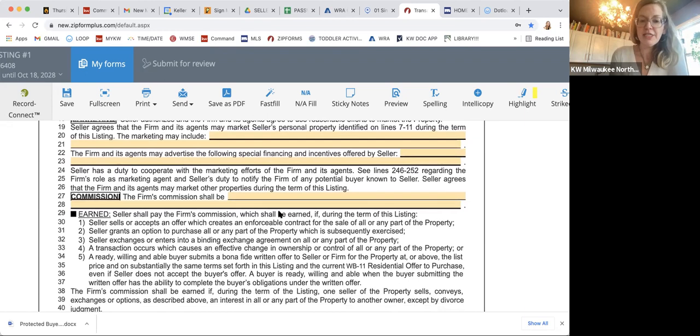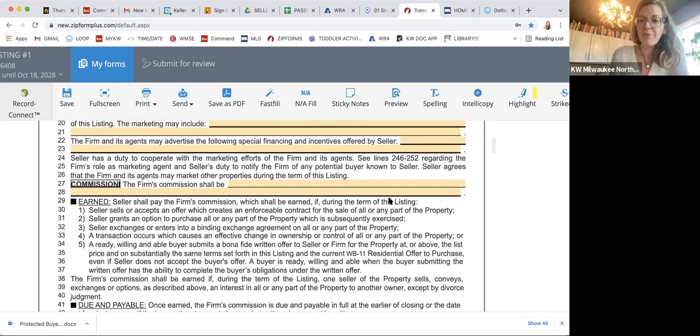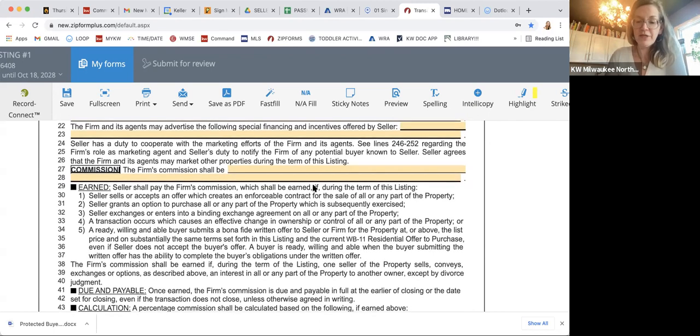Line 22, the firm and its agents may advertise the following special financing incentives offered by the seller. We don't see this too often these days, but back in 2010 through 2011, when it was more of a buyer's market, sellers were offering buyer's agent bonuses. So that could be something that you could list here. So the buyer's agent could receive a $2,000 selling bonus if they sold the home prior to a certain closing date. I'm sure that we'll see that again someday.